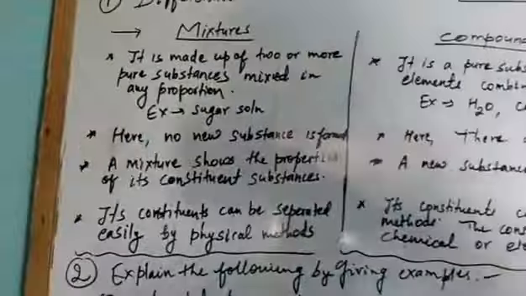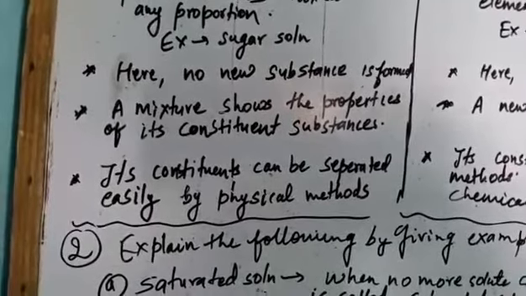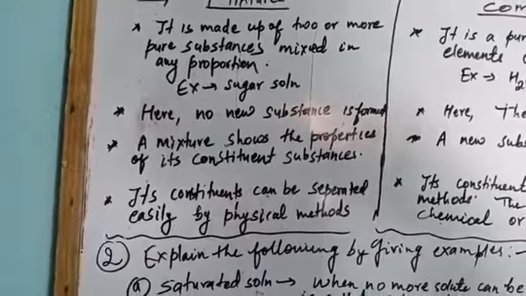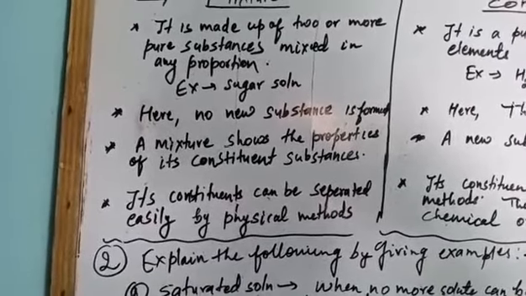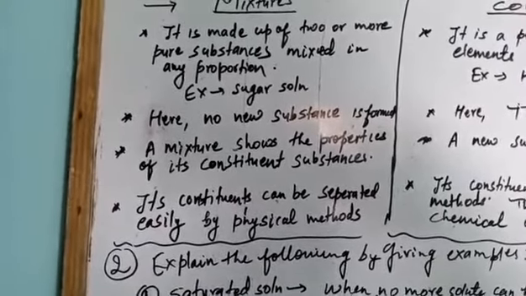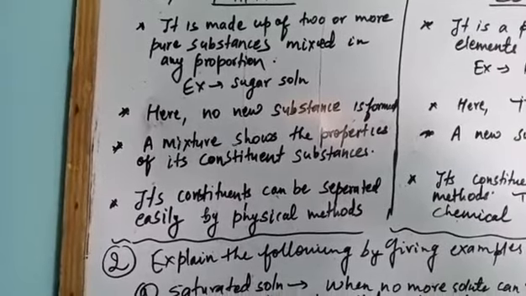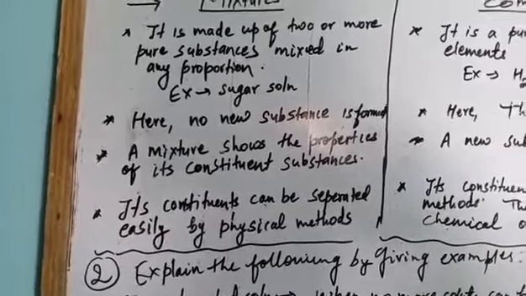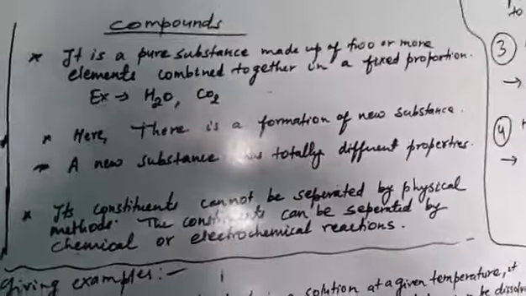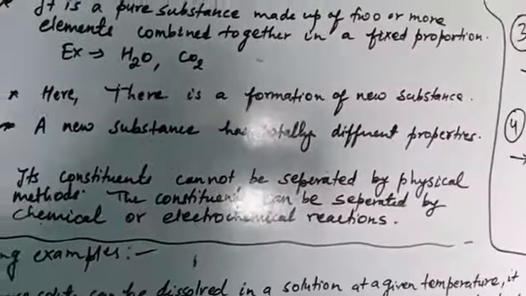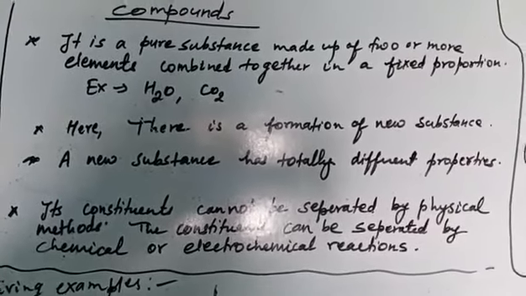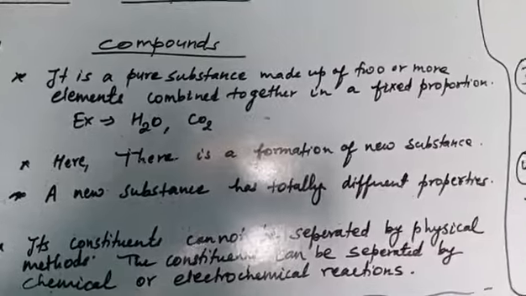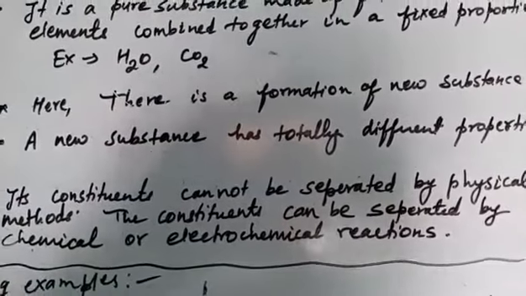Okay. Fourth, its constituents can be separated easily by physical methods. Mixtures can be separated by several physical methods that we have studied. Okay, so mixtures can be separated by physical methods. Now, the constituents of compounds cannot be separated by physical methods. So the constituent particles or substances of compounds cannot be separated by any physical methods.